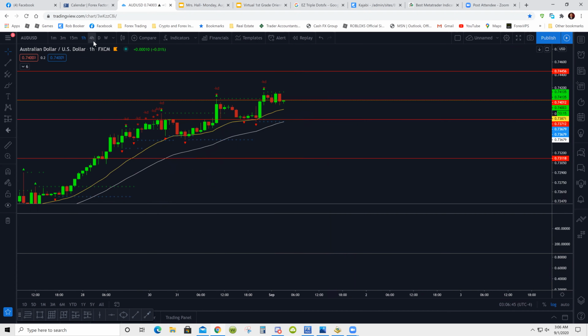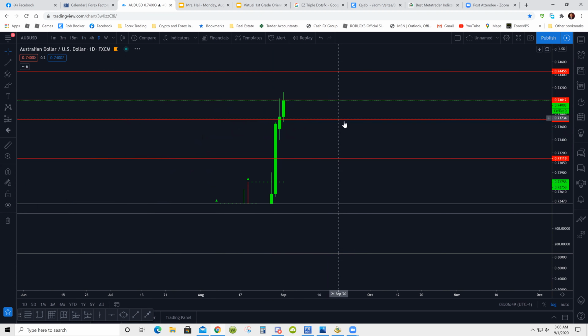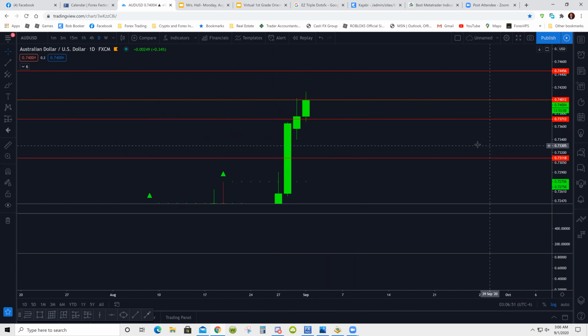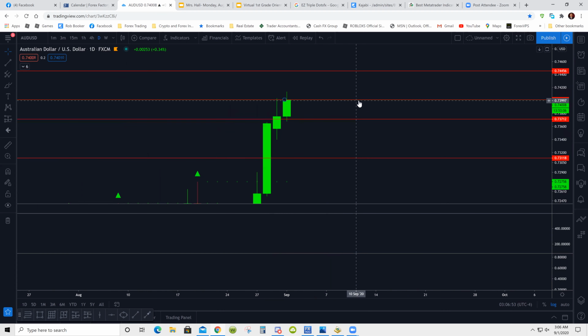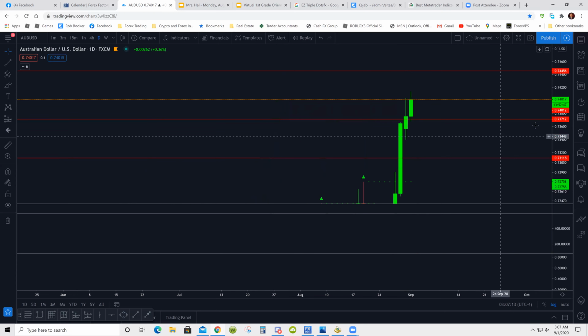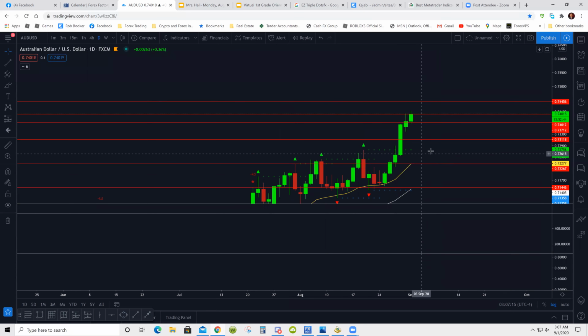So this is the 1 hour. As you can see, this is right at a key zone. When you go to the daily, this is right at a key zone for the daily. So I'm still bullish for AUD/USD, the Aussie dollar, and my target is 0.74454. I'm going to pull it up on the EG triple dot to get a setup call, to see if I want to take this as a buy position.